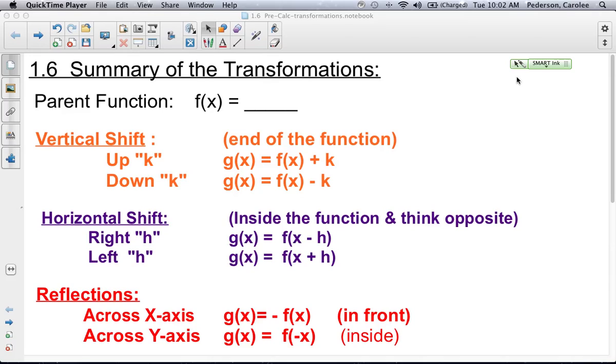The second transformation is a horizontal shift. We call these translations. They're moving the graph right or left. And I tend to think of them as inside the function, and we physically move it left or right, and I think opposite. So if it's a plus 5, you move it to the left 5 units. If it's a minus 5, then we move it to the right 5 units.